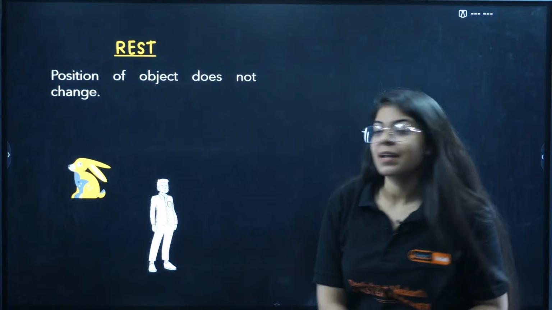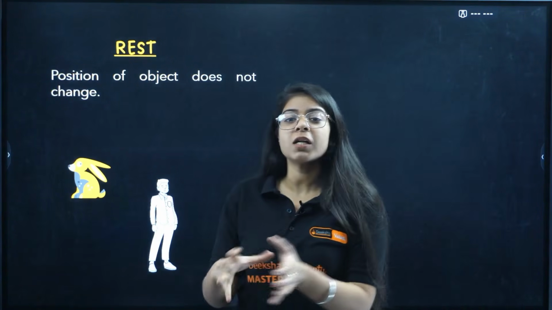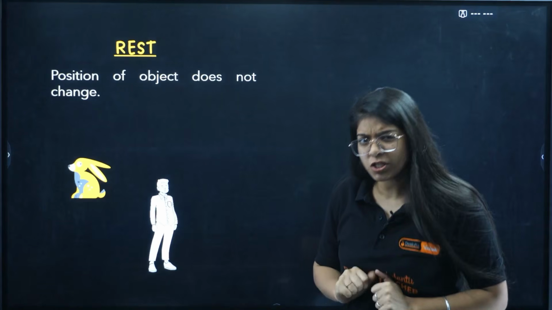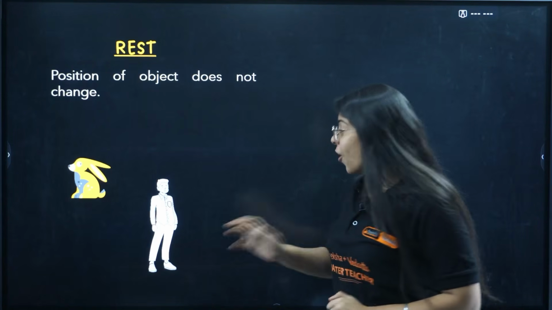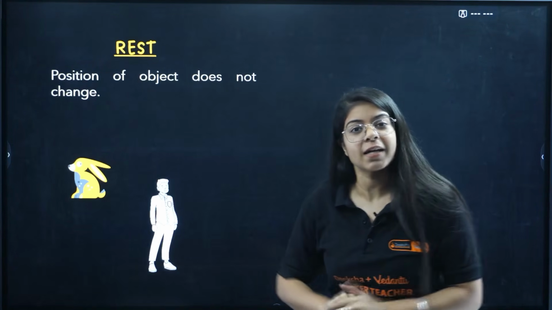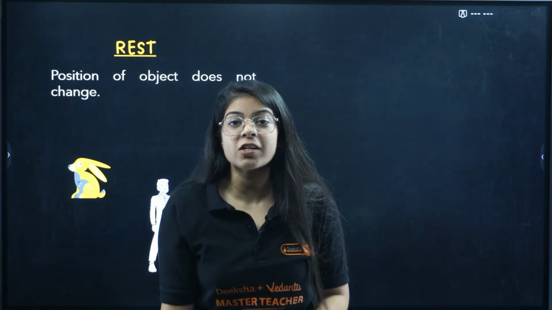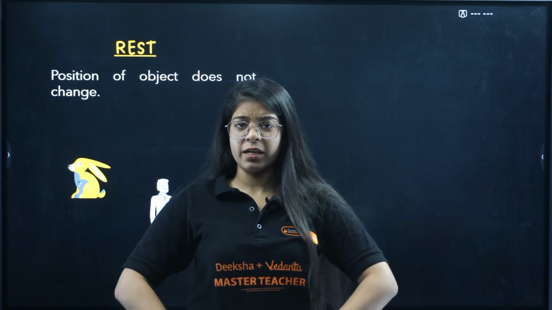Basically, that's the gist of it. If your position is not changing, let's understand it more scientifically. What is rest? When the position of an object does not change. This rabbit is just sitting and it's judging you for your posture. Or this man, he's just standing. That is rest. Their position does not change. They are at rest.